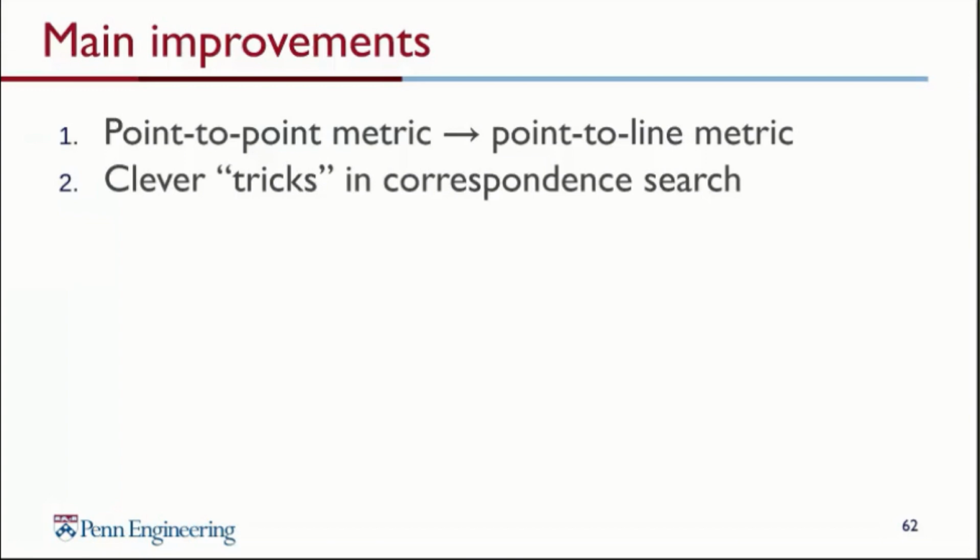Now, compared to the vanilla ICP algorithm, PLICP has two major improvements. The first is that instead of a point-to-point metric, it defines a point-to-line metric and uses that in order to score the different transforms. The second set of improvements are some clever tricks with respect to the correspondence search. In this first lecture, we'll be focusing on the actual point-to-line metric, and next time, we'll be focusing on the second set of improvements regarding the correspondence search.